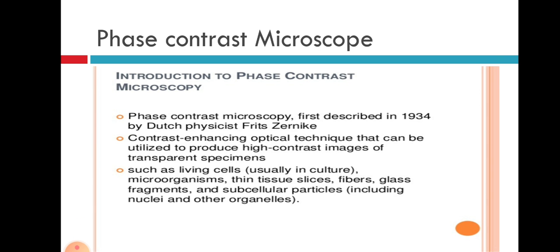Phase contrast microscope was first described in 1934 by Dutch physicist Fritz Zernike. It's a contrast enhancing optical technique that can be utilized to produce high contrast images of transparent specimens, such as living cells, usually in culture, microorganisms, thin tissue slices, fibers, glass fragments, and subcellular particles, including nuclei and other organelles.